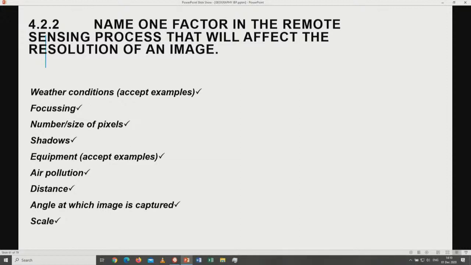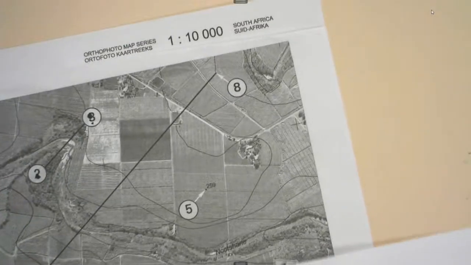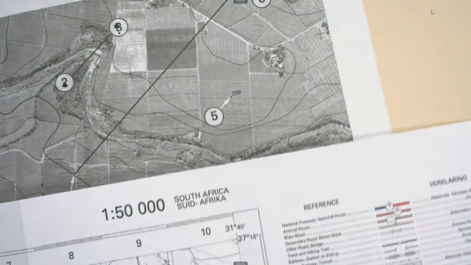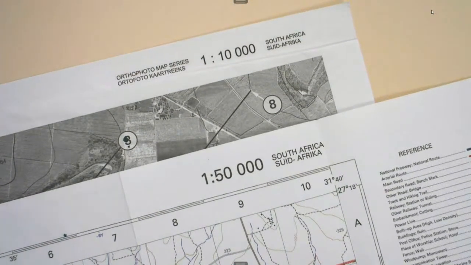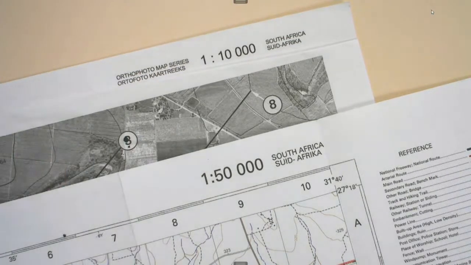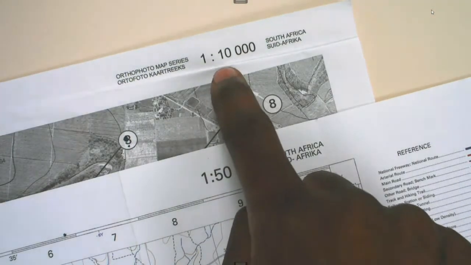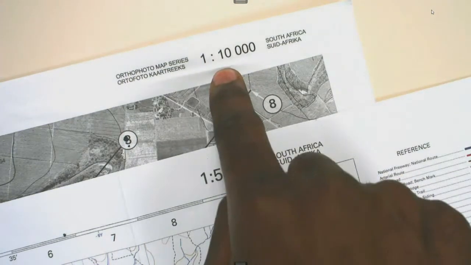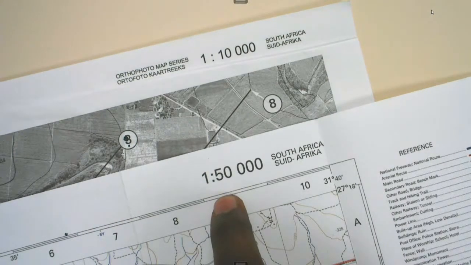we say between these two maps, I'm talking about the scale now again, we say the orthophoto map has higher resolution than the topographical map, than this one, because of the scale. Scale here means that you can clearly see details of things in this map, but you cannot see clearly details of this map. Why so? Let's make an example.